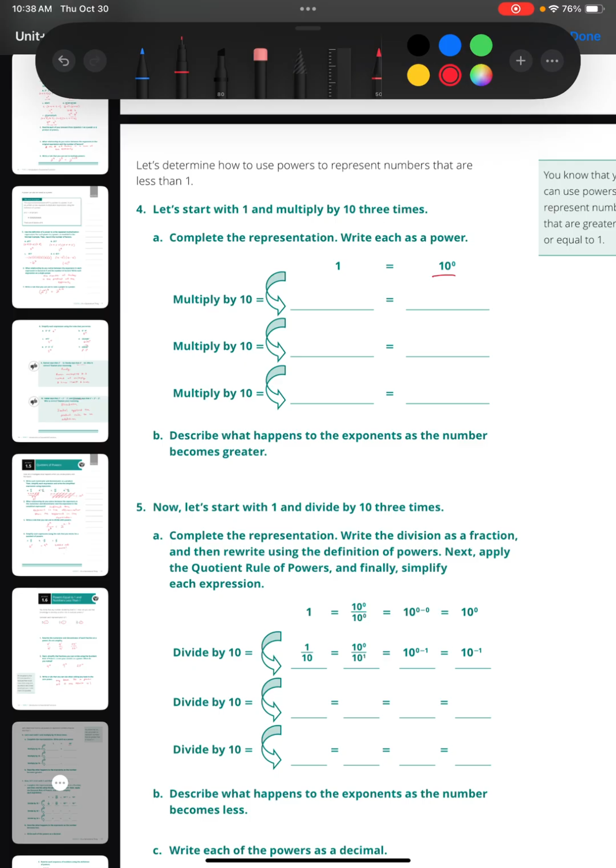If we multiply that by 10, it's like 10 times 1. So we end up with 10 to the first power. If we multiply it by another 10, 10 times 10, that would be like saying 10 to the second power. And if we multiply it by another 10, 10 times 10 times 10, we get 10 to the third power. So what is happening to the exponents as the number becomes greater? The exponent becomes greater.